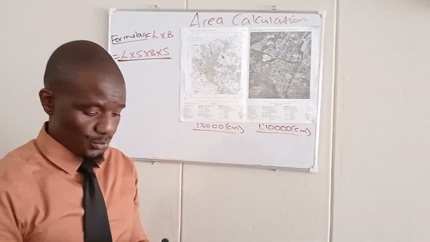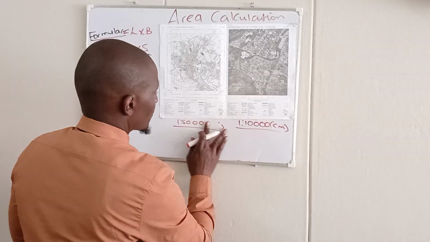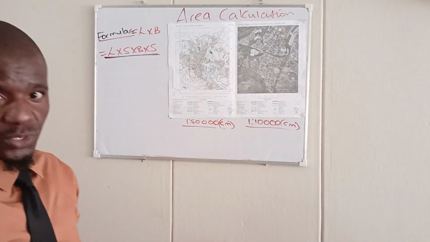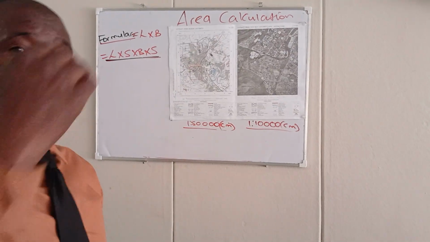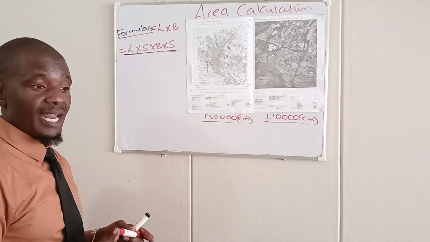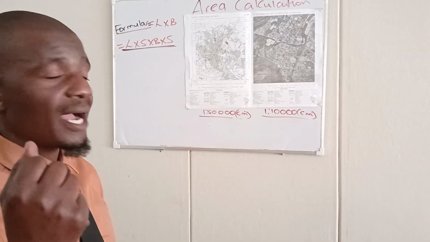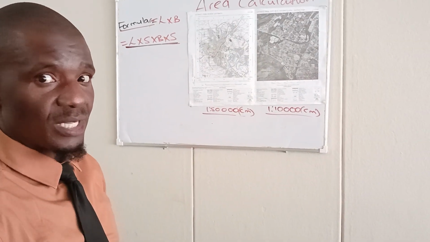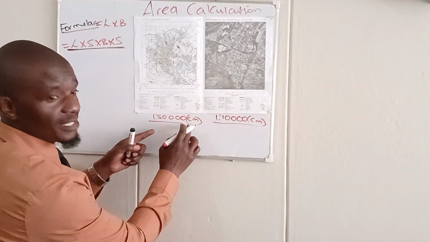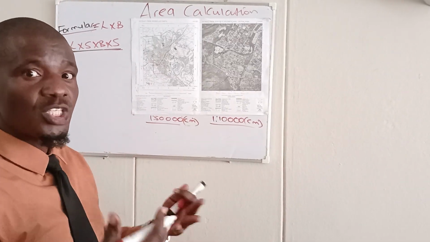So what I usually do is I make sure that I convert all my scales into kilometers and also into meters, so that whenever I'm asked to calculate the area, they can ask for the area to be in square kilometers or in square meters. So I have to make sure that I've got the right figure so that I don't confuse myself. The first thing that I'm going to do is convert my centimeters to meters. It's still the same scale, which is 1:50,000, but I'm going to change it into meters.